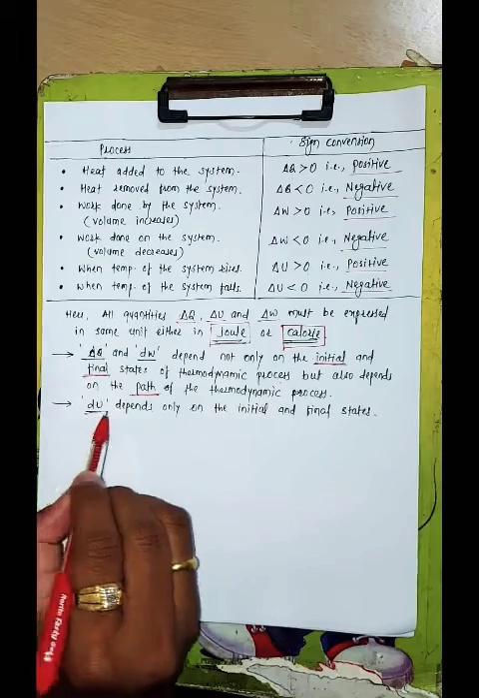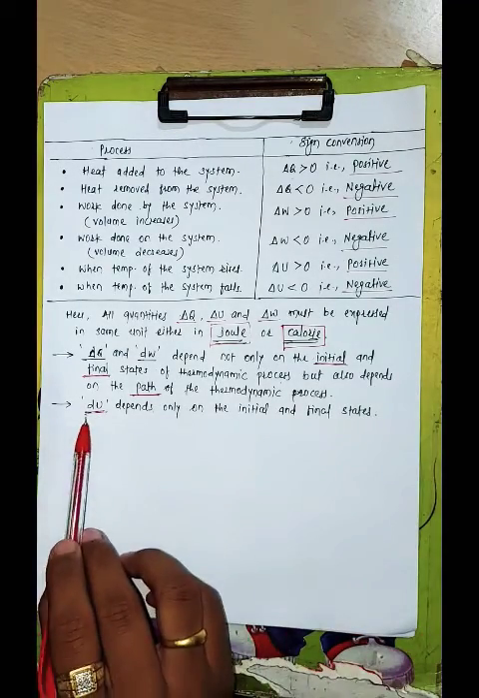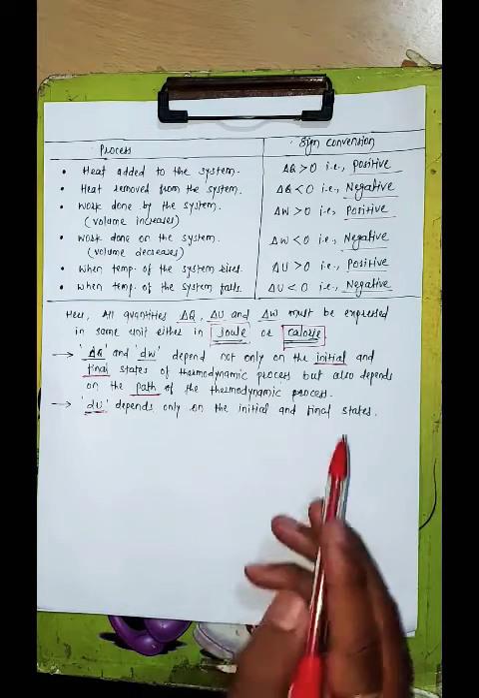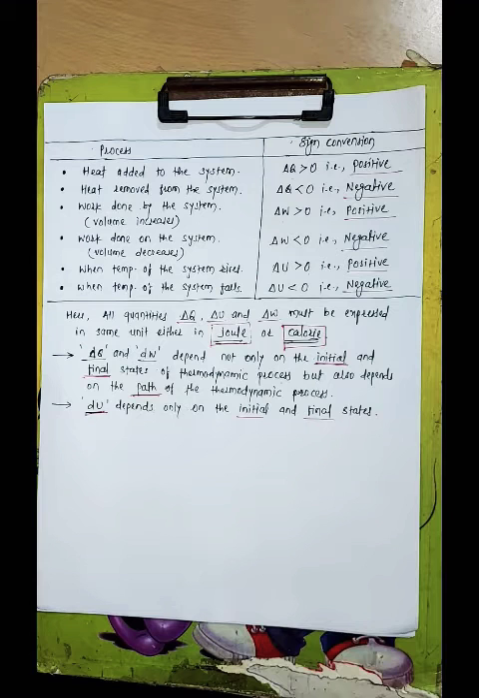Next, dU means the amount of internal energy, and that amount of internal energy depends on just the initial and final states of that thermodynamic process. It does not depend upon the path of the thermodynamic process. Okay, so this is all about the first law of thermodynamics.